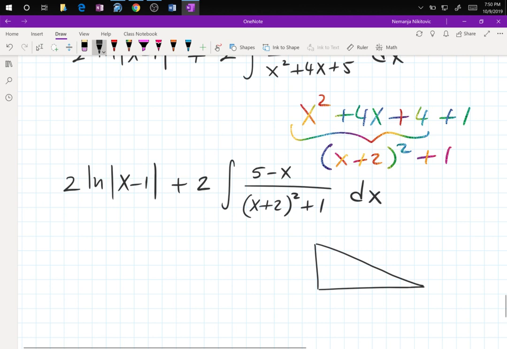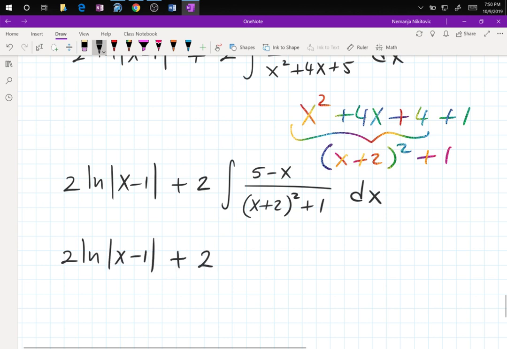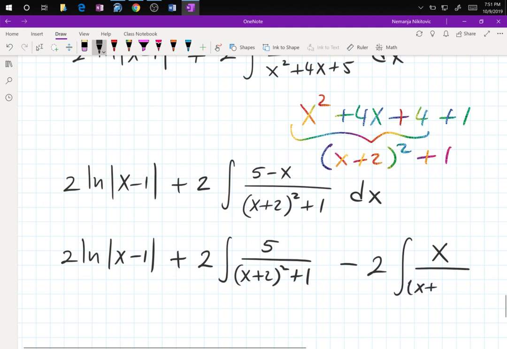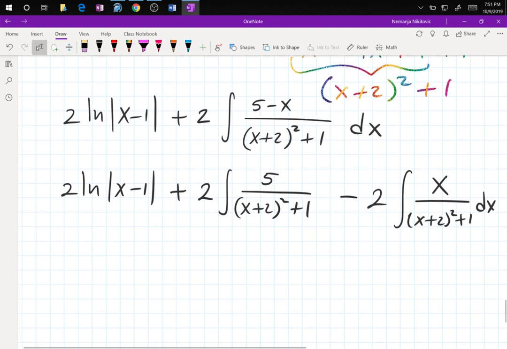Well, actually, hold on. I have to split this first. So 2 ln x minus 1 plus 2 times the integral of 5 divided by x plus 2 squared plus 1 minus 2 integral x over x plus 2 squared plus 1 dx. There we go. Beautiful. What's this one? That's a basic one. Not ln.